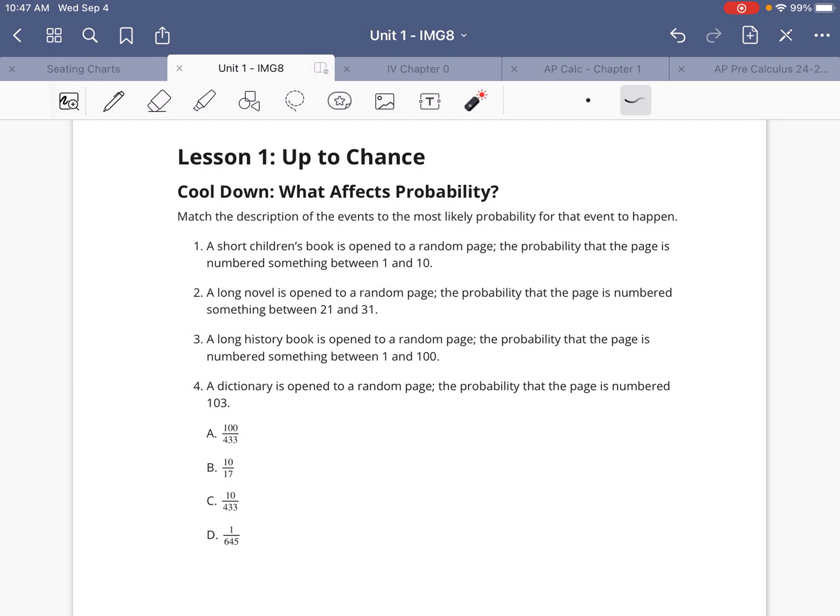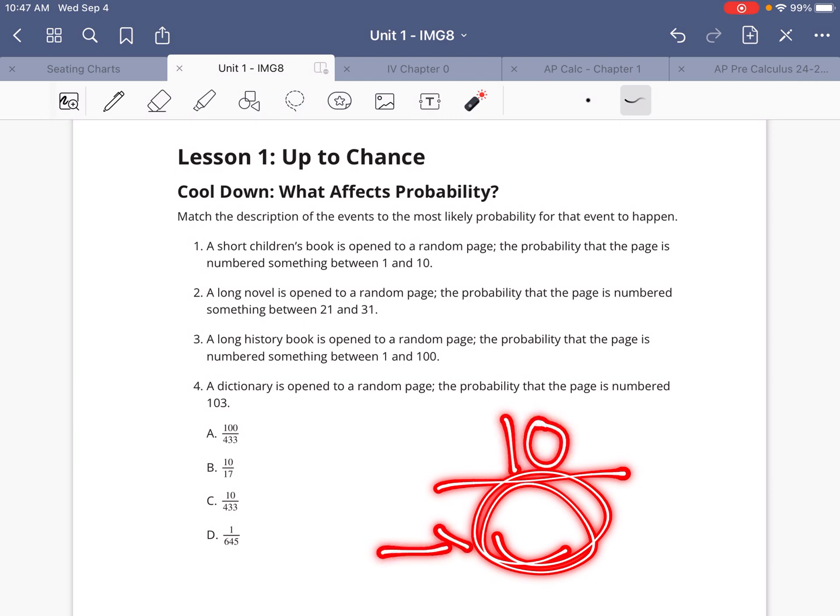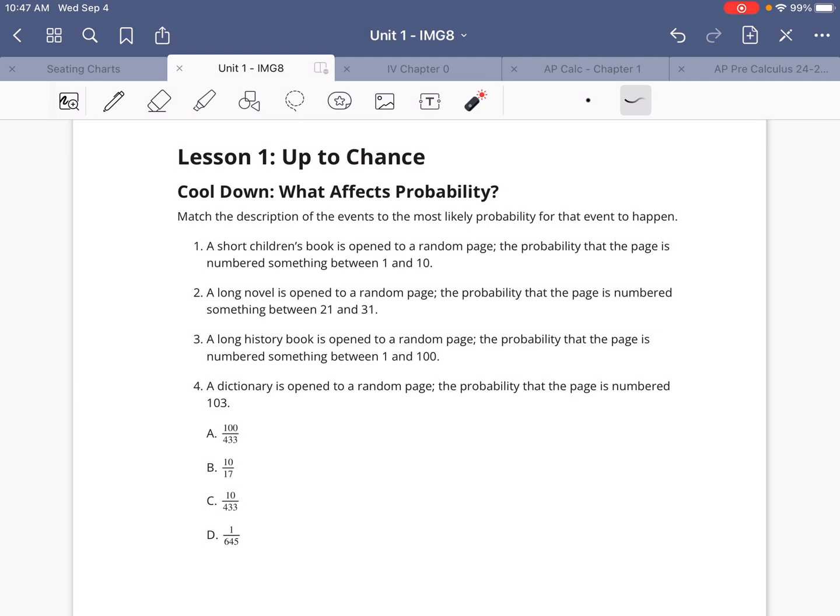So number 1, for example: a short children's book is open to a random page. What is the probability that the page is numbered something between 1 and 10? A short children's book probably doesn't have that many pages, so our total possible outcomes would go on the bottom here. Pages 1 to 10, well, there's 10 of them, right? So we'd have 10 over, maybe not a very big number.